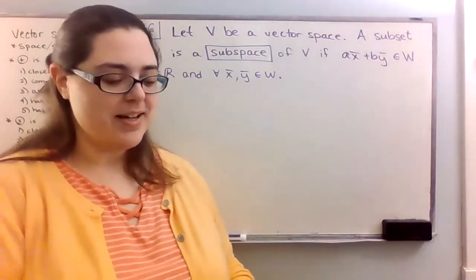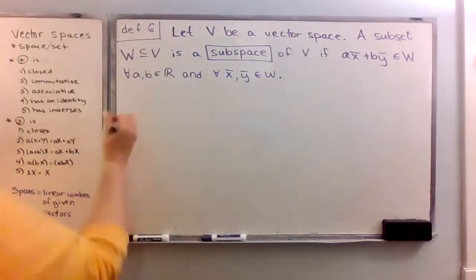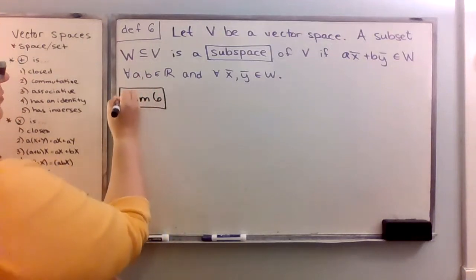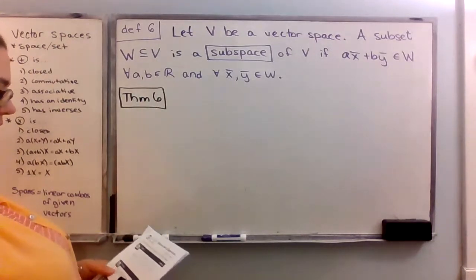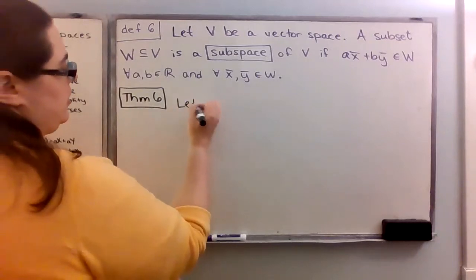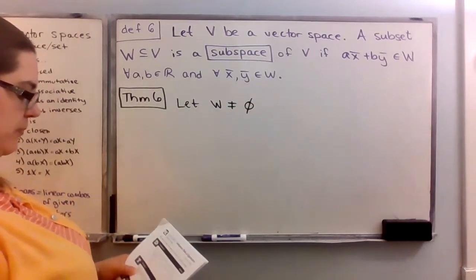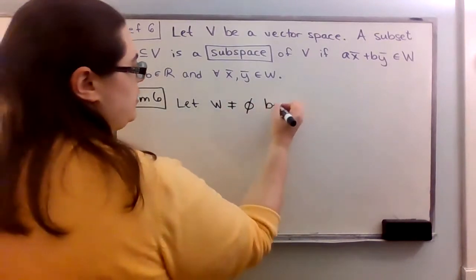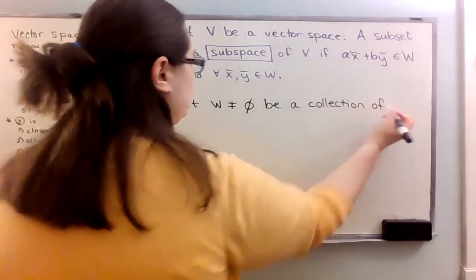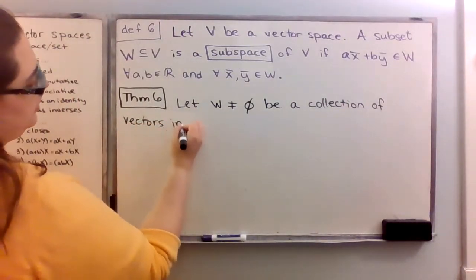So we're also going to have a theorem to go along with this definition, to enhance this definition of subspace. So we're going to write that just underneath. This is going to be theorem number 6. And this says we're going to let W be a non-empty collection of vectors. So we're going to say let W not equal to the null set, right? So this means W is not empty. Be a collection of vectors in a vector space V.